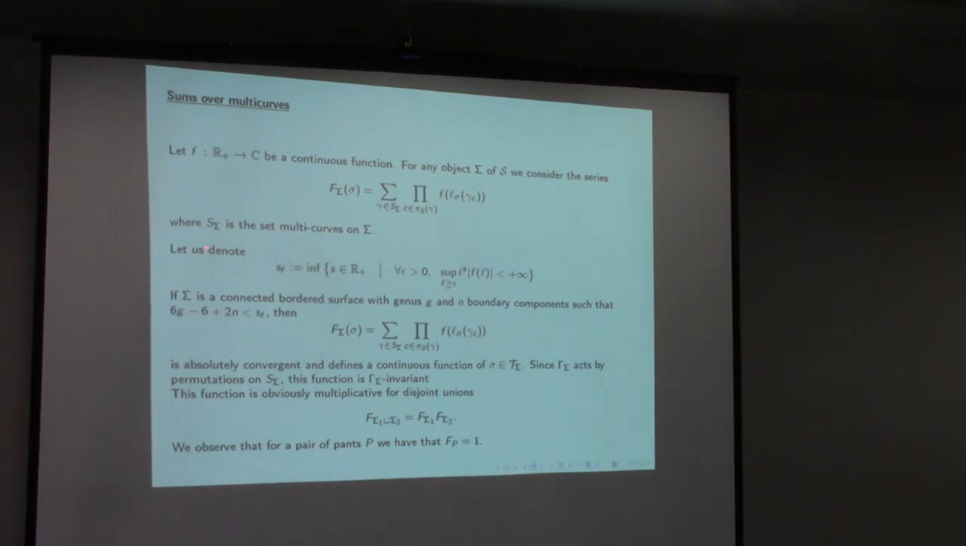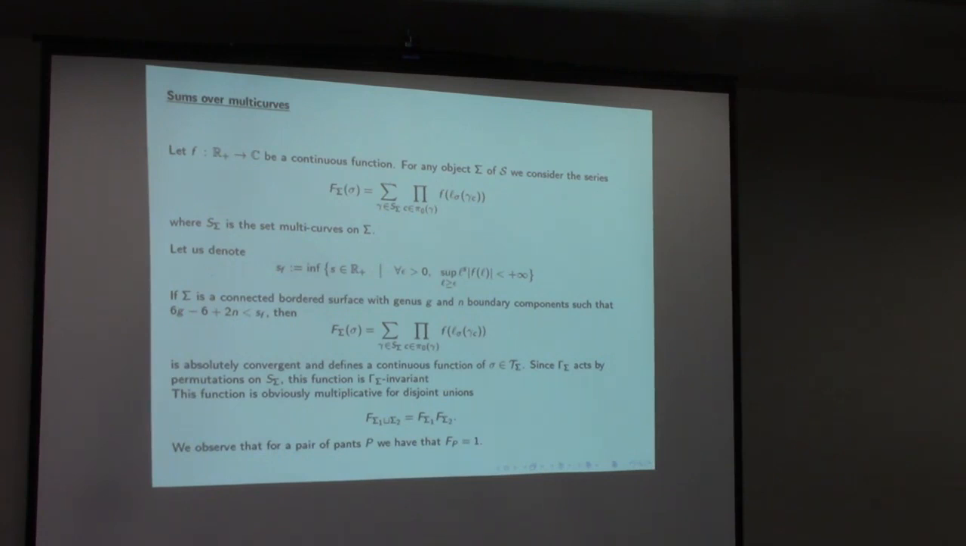So that function is well defined if you have the following condition, that 6g minus 6 plus 2n, where g and n are the genus and the number of boundary components of the surface, is less than s_F, where s_F is the infimum of this sort of polynomial growth rate measure here. If that is smaller, that means the function decays sufficiently fast that the whole sum is absolutely convergent and defines a nice continuous function. That is a mapping class group invariant. And that is on a connected surface, and then if I want it on a disconnected surface, I just multiply over the components, and I start by defining F of the empty set to be 1. I want to stress that I also consider the empty curve as a multicurve, and that returns the function 1. So this always starts with 1 plus more stuff.